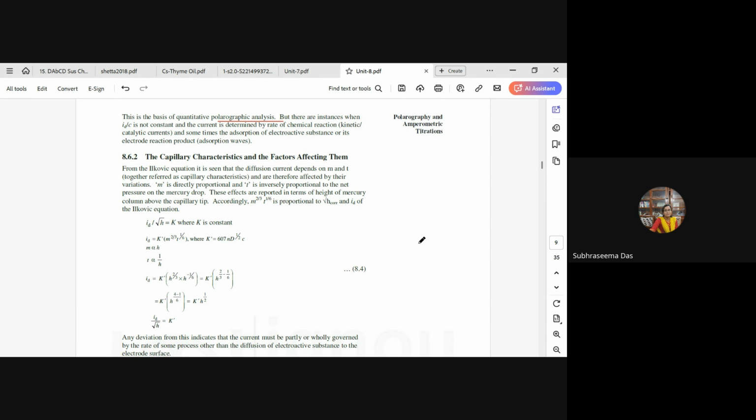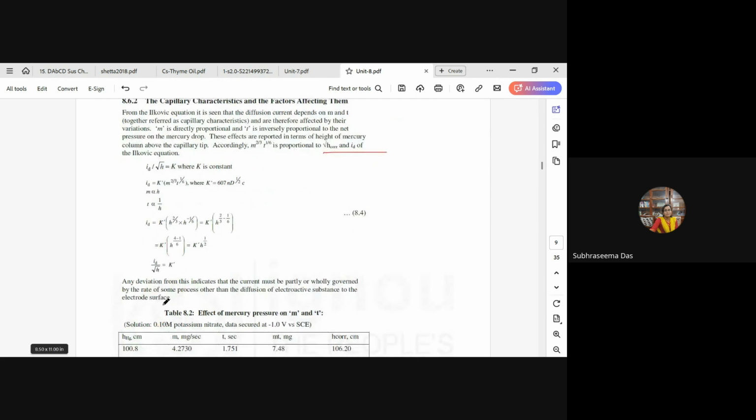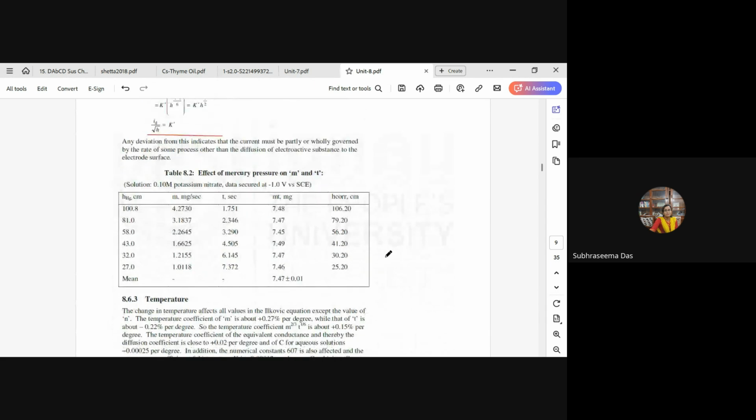Accordingly, M^(2/3) T^(1/6) is proportional to delta H, the correction factor, and the diffusion current in the Ilkovic equation. So here we see that ID by delta H is equal to K dash. Any deviation from this equation indicates that the current must be partly or wholly governed by the rate of some process other than the diffusion of electroactive substances. Now here in Table 8.2, the effect of pressure on M and T has been shown, including the H correction in centimeters.